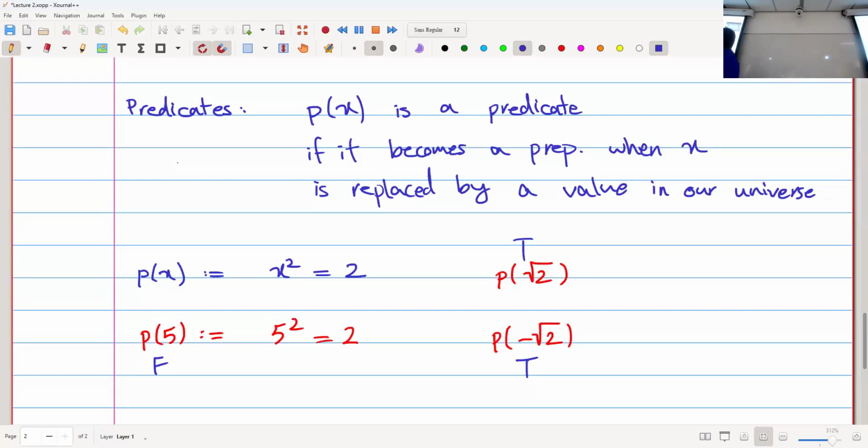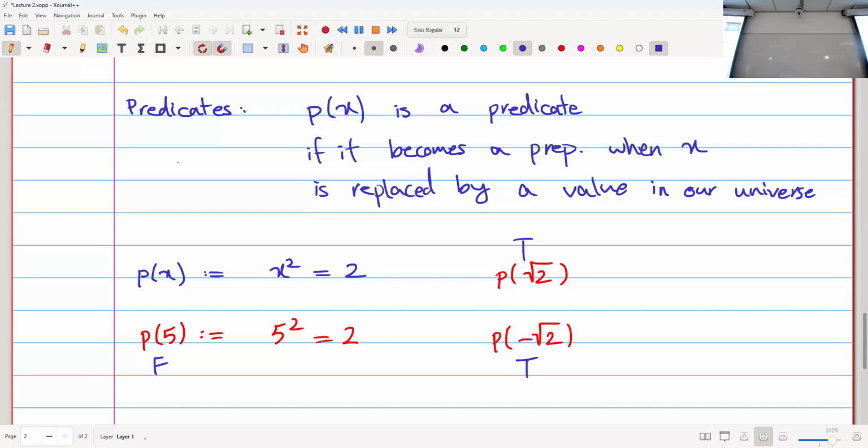So if my universe is real numbers, I could assign any of these values to X because square root 2, minus square root 2, they're all reals. But if my universe was the universe of integers, then I couldn't use square root 2. So I couldn't find any value that would make P of X true. But generally, that's what a predicate is. A predicate is just some sort of a parameterized proposition. When you give a value to the parameter, it becomes a proposition.